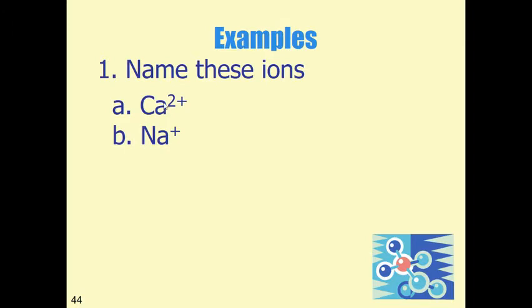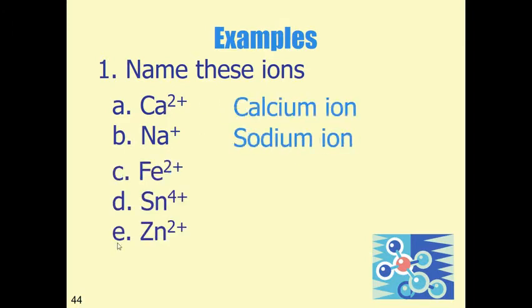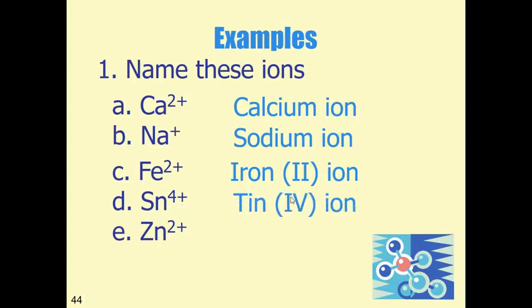Okay, so let's practice. Name these ions. We know this is calcium ion, sodium ion. This one is iron, got a charge of +2. We call it iron 2 ion because it's a transition metal. This one, Sn4+, it is not a transition metal, but it's one of those p-block elements, those 4 non-transition elements that have variable charges. So we need to say that charge in the name. So this guy is called tin 4 ion.